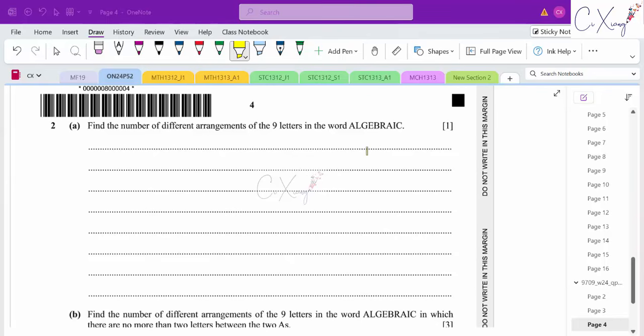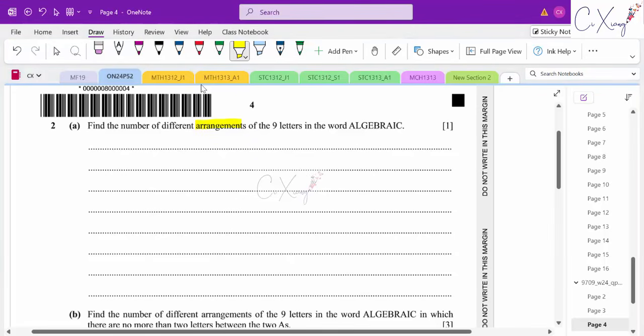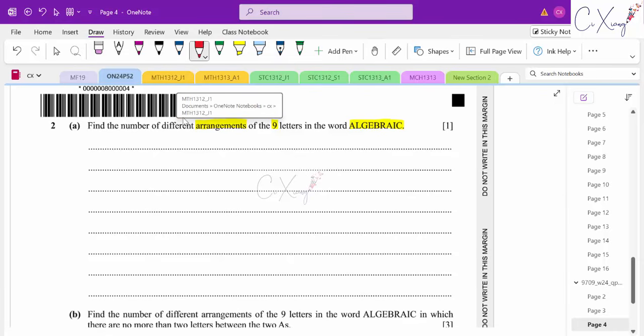Alright, so now we are at question number 2. They want us to find the number of different arrangements. Highlight the keyword arrangement. There are 9 letters in the word algebraic. Usually before I start, I want to analyze how many of each letter I have first. So from here, I have 2 A, 1 L, 1 G, 1 E, 1 B, 1 R, 1 I, 1 C, right?